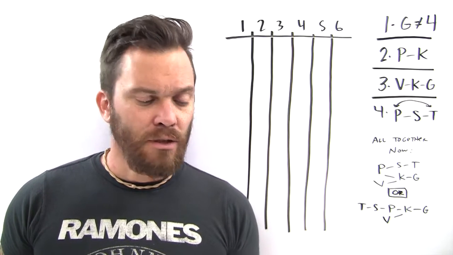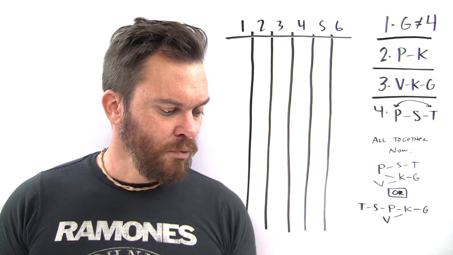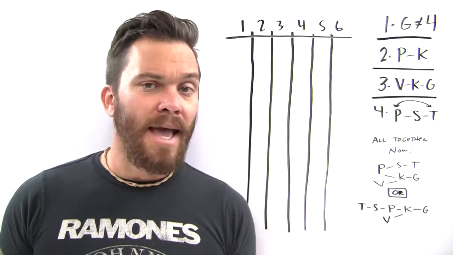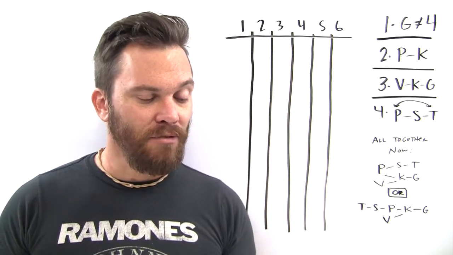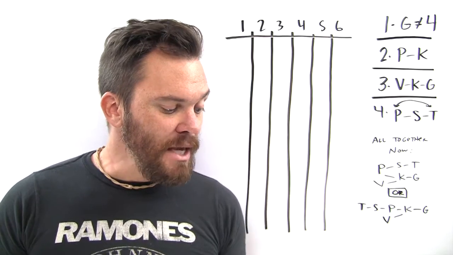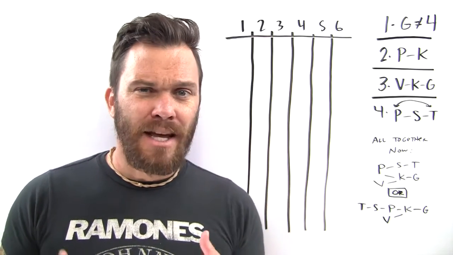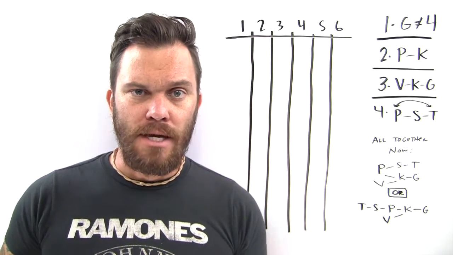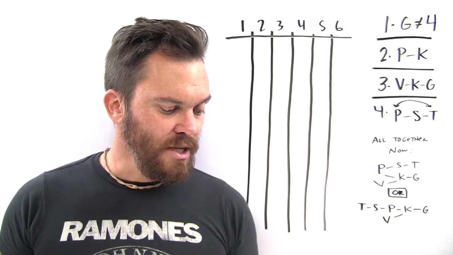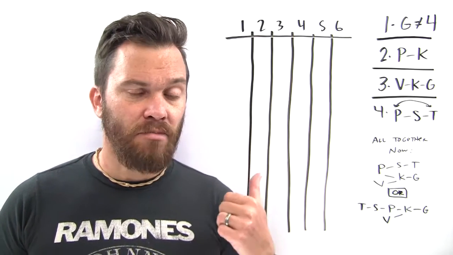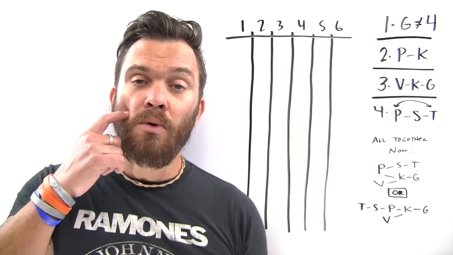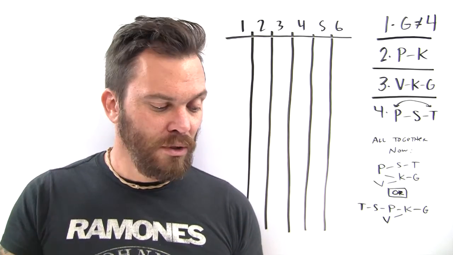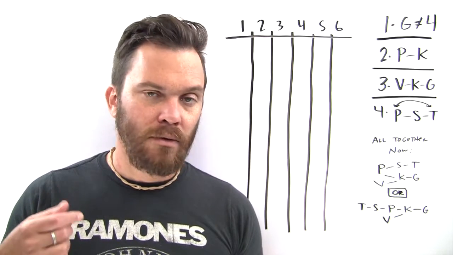Question number 1, an acceptable ordering. 4 of these just violate those rules, and that first rule is violated in answer choice A. You can't do that. You got to have G not in fourth. Answer choice B violates our fourth rule. S has to be in between P and T. Answer choice D violates the second rule. You have to have P before K. And answer choice E violates the third rule, so that won't work either. That leaves us with only answer choice C.